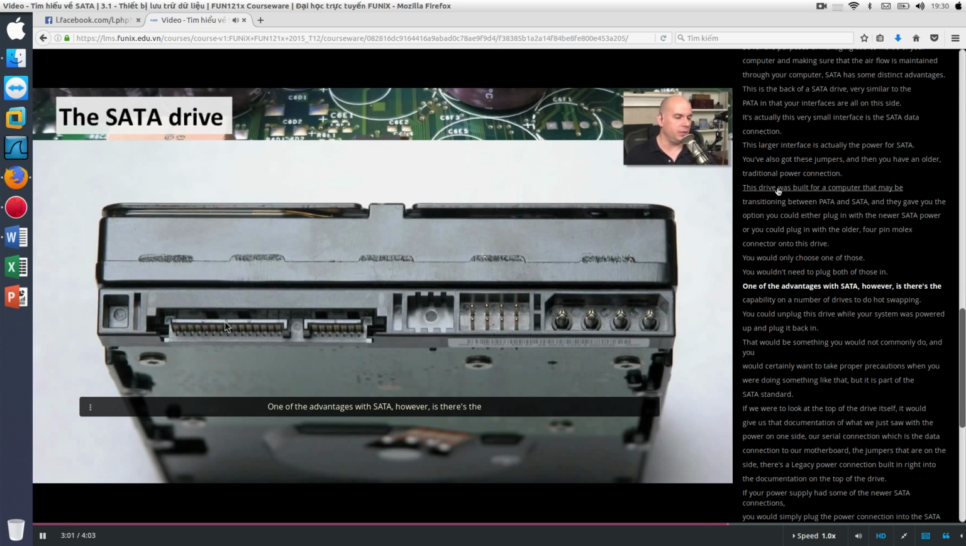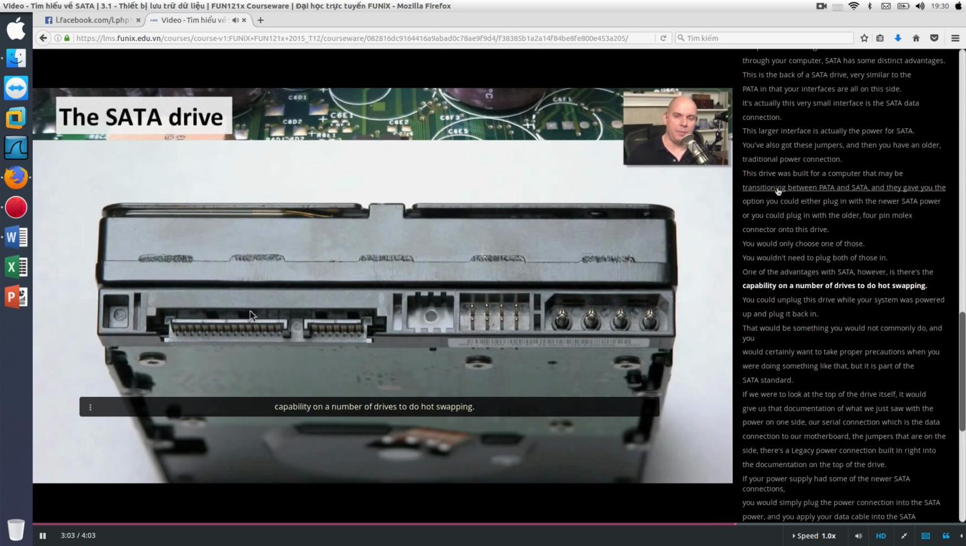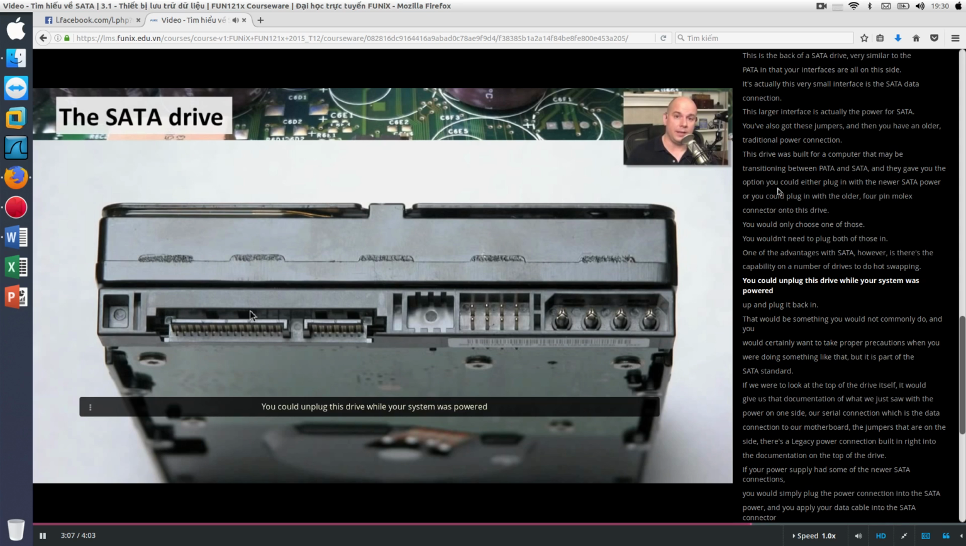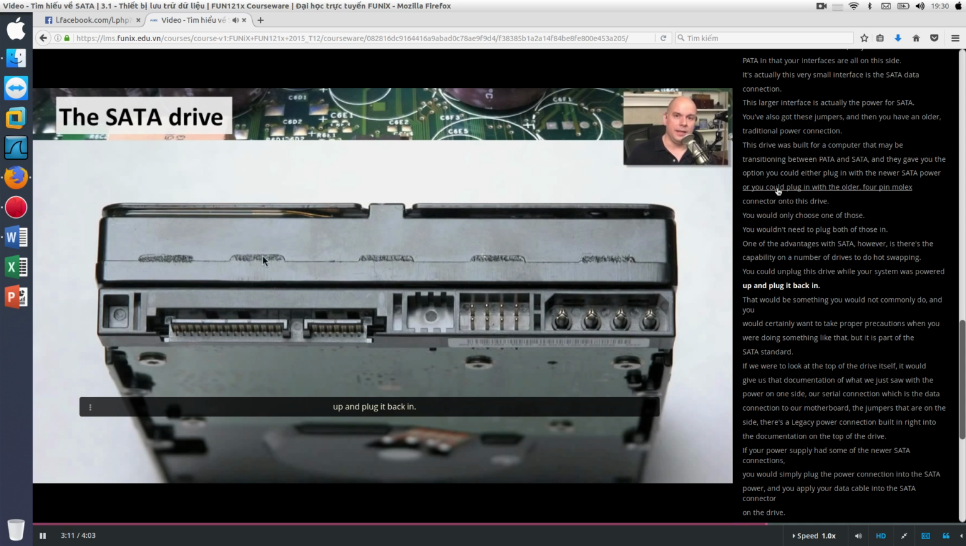One of the advantages with SATA, however, is there's the capability on a number of drives to do hot swapping. You could unplug this drive while your system was powered up and plug it back in. That would be something you would not commonly do, and you would certainly want to take proper precautions when you were doing something like that, but it is part of the SATA standard.